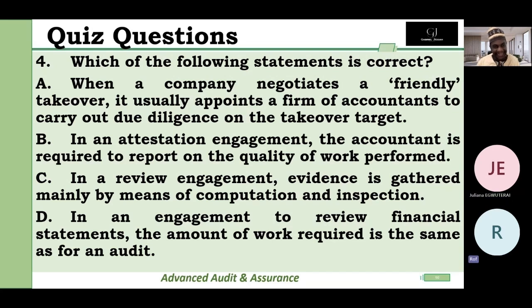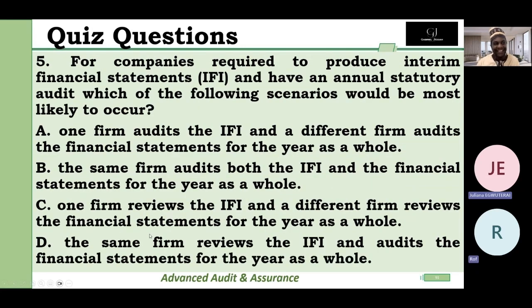Ganging up against the tutor, no problem. It has to shake. And finally, for companies required to produce interim financial statements, IFIs, and have an annual statutory audit, which of the following scenarios will be most likely to occur?